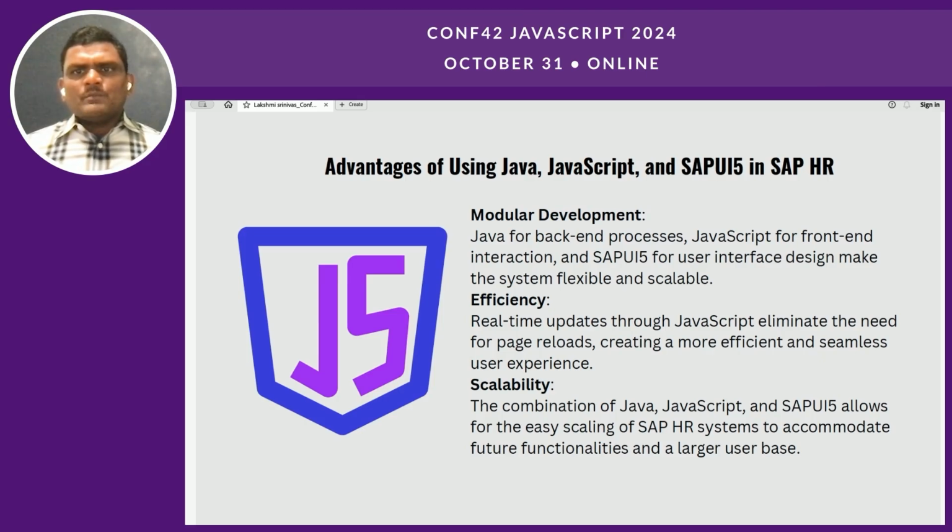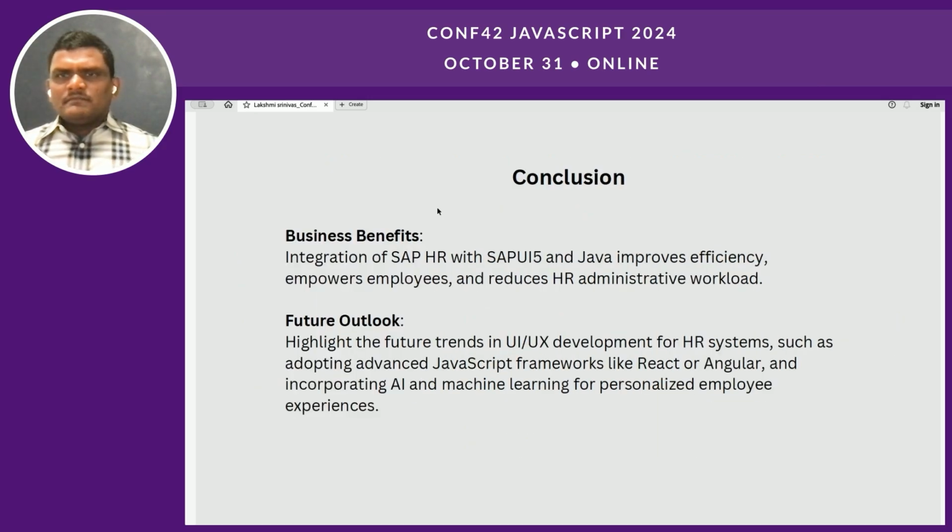Scalability. The combination of Java, JavaScript, and SAP UI5 allows for easy scaling of SAP HR systems to accommodate further functionalities and a large user base. Benefits. Integration of SAP HR with UI5 and Java improves efficiency, empowers the employees, and reduces the HR administrative workload, which really benefits the business.